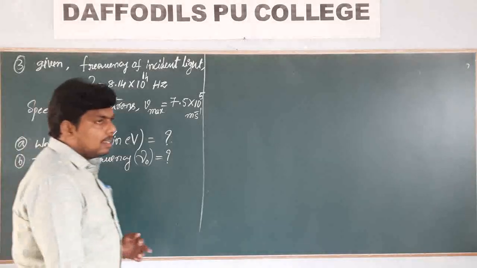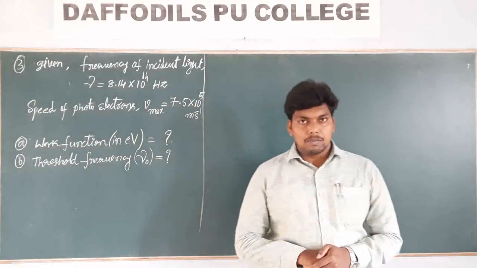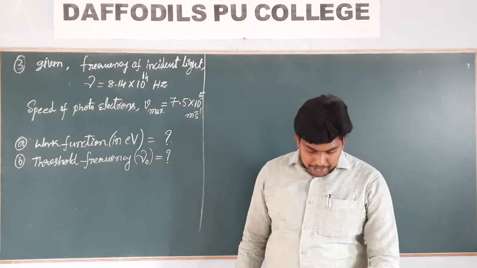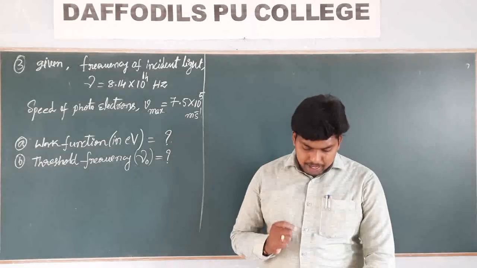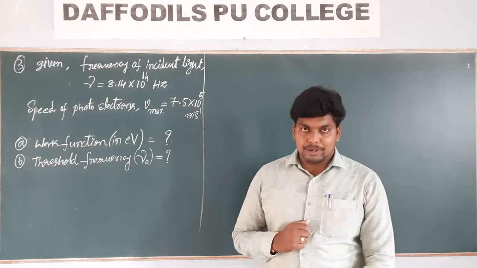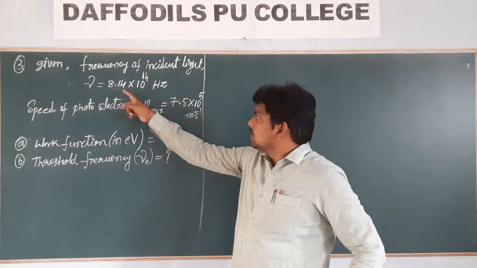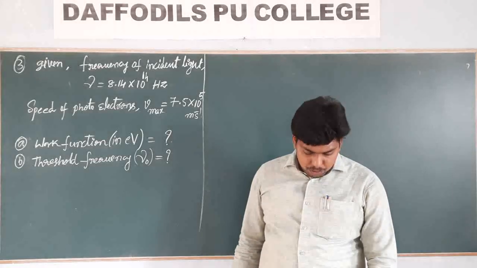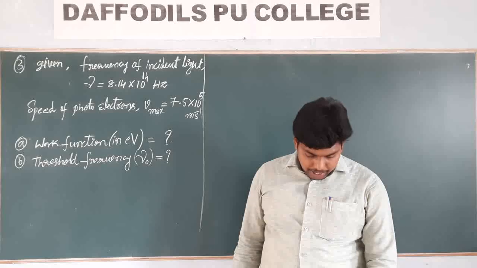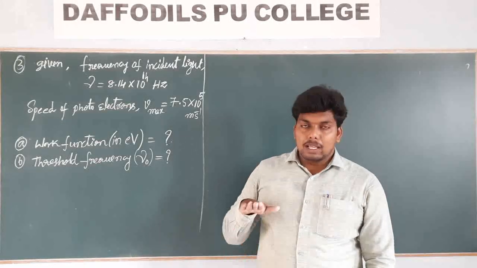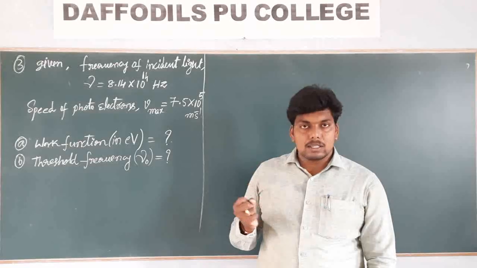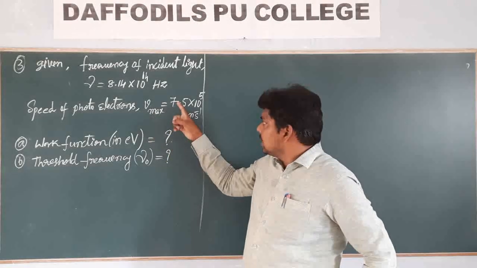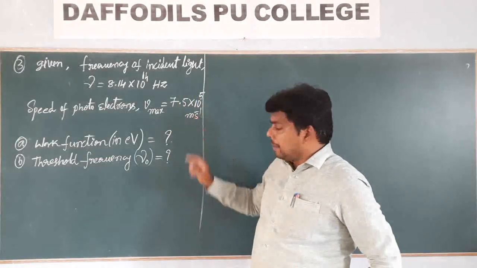Now the next numerical is number 3. Question number 3. I'll repeat the question. Light of frequency 8.41 into 10 to the power 14 hertz is incident on a metal surface. Electrons with the maximum speed of 7.5 into 10 to the power 5 meters per second are ejected from the surface. When the light falls on the metal surface, electrons absorb the energy and come out of the metal surface with a speed of Vmax equal to 7.5 into 10 to the power 5 meters per second.